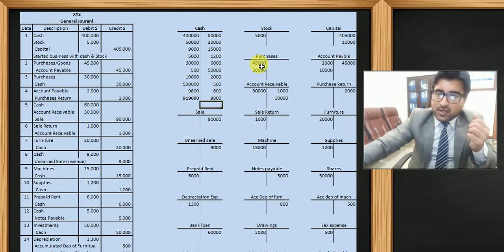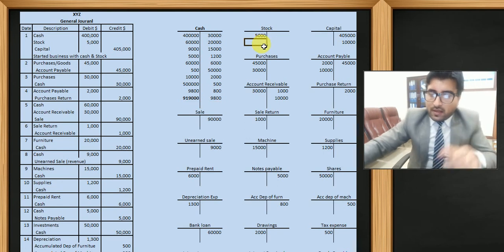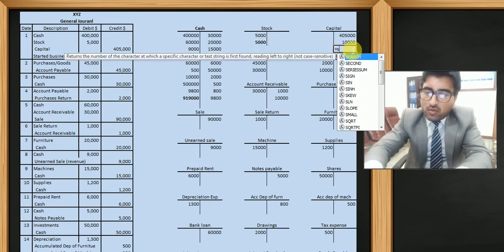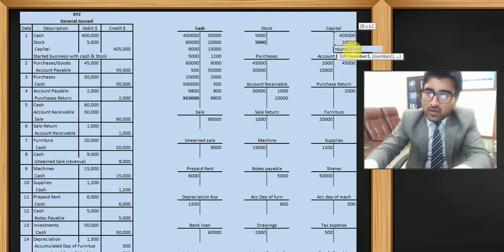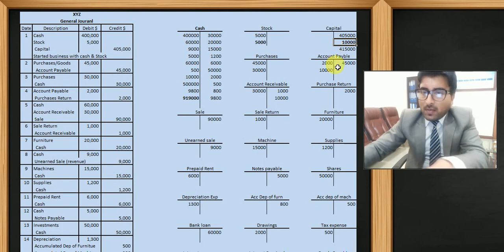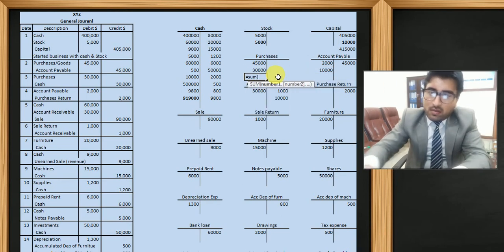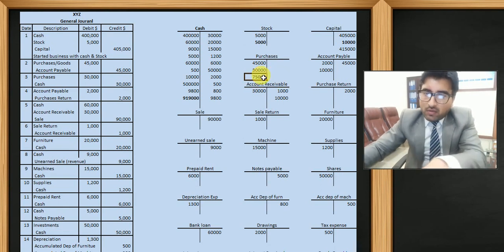And how much is the balance in stock? You can say the balance in stock is $5,000. Make it bold. And how much is the balance in capital? Just sum the value of these two. This is our balance in capital. How much is the balance in purchases? You can just add them, because we do not have any credit value, so we simply add them for the balance.